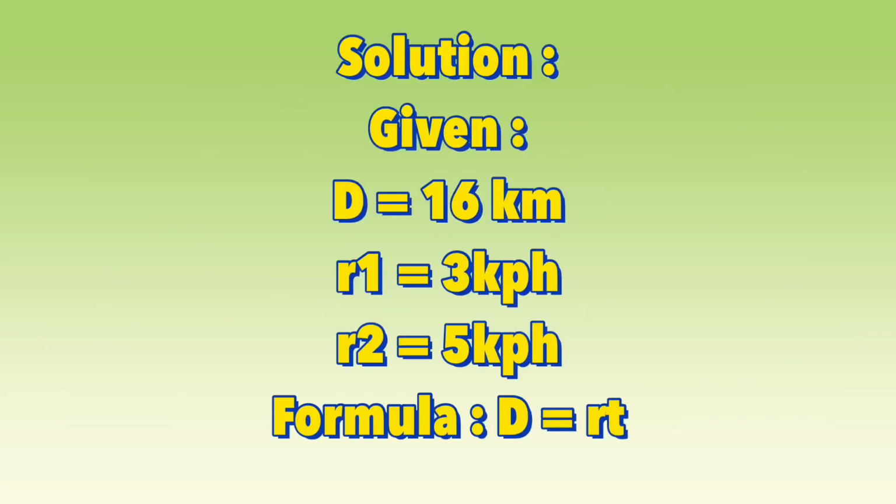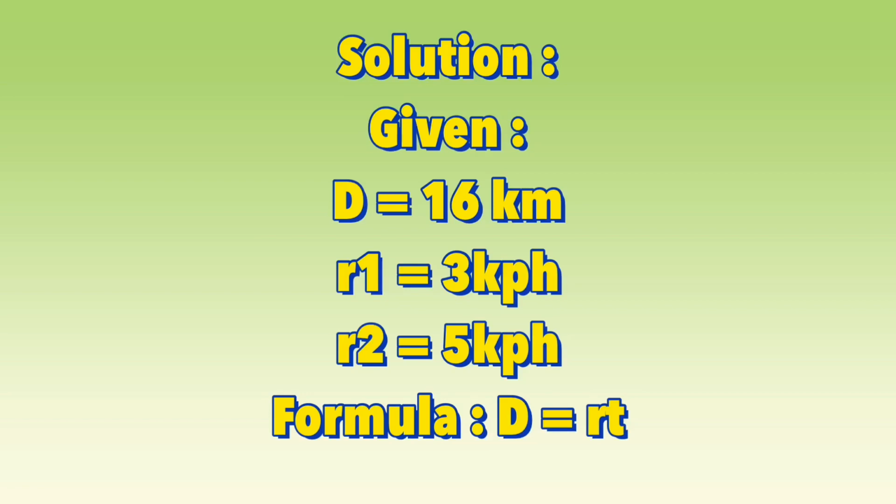Okay, our solution. We have to pick up first the given. The distance is 16 kilometers. For Lorna, we have 3 kilometers per hour the rate, and for Peter is 5 kilometers per hour. And we have to use the formula D equals rate times time. This is the constant formula, the uniform formula. When we say uniform motion, meaning to say this speed is constant.